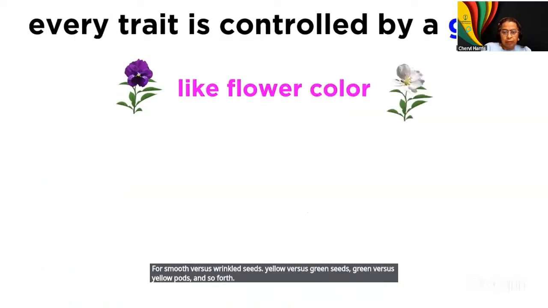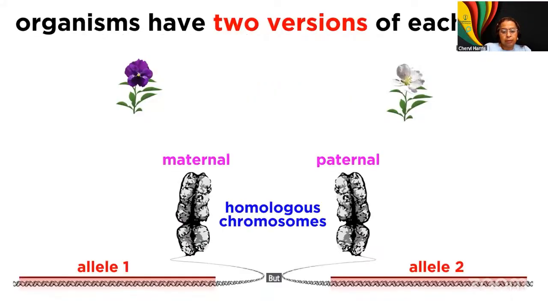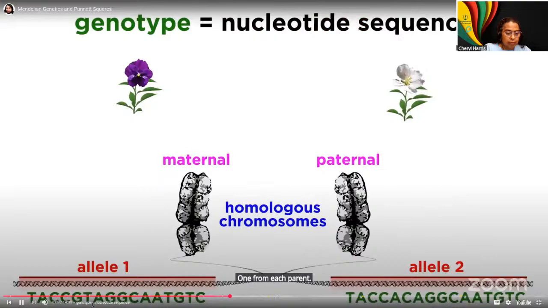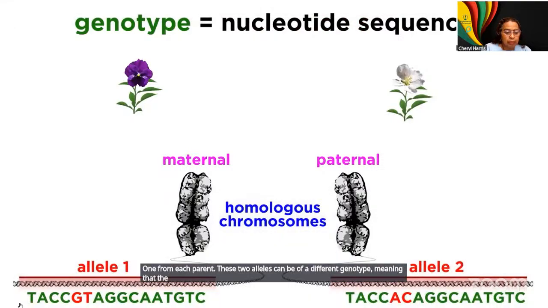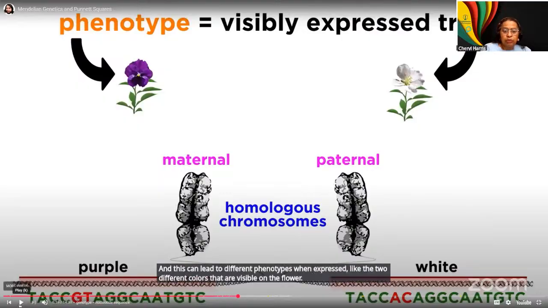The reason for this is that each trait corresponds to a particular gene, like a gene for flower color. But each gene has 2 versions, or alleles, in the genome, because the gene is found on 2 homologous chromosomes, one from each parent. These 2 alleles can be of a different genotype, meaning that the sequence of nucleotides are different. And this can lead to different phenotypes when expressed, like the 2 different colors that are visible on the flower. All right, I'm going to slow this down.